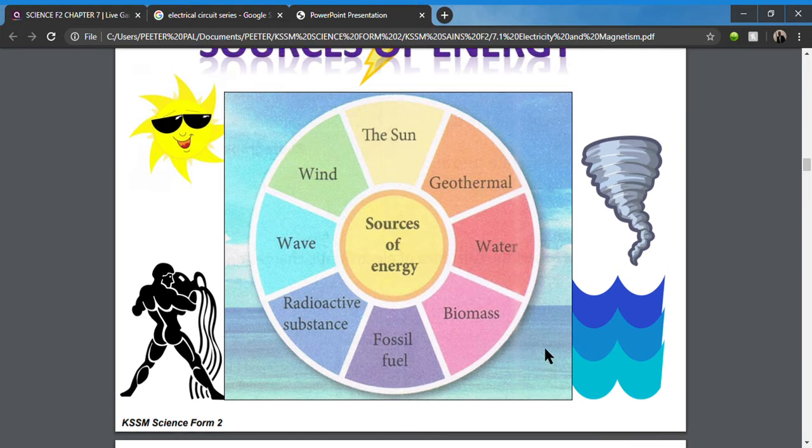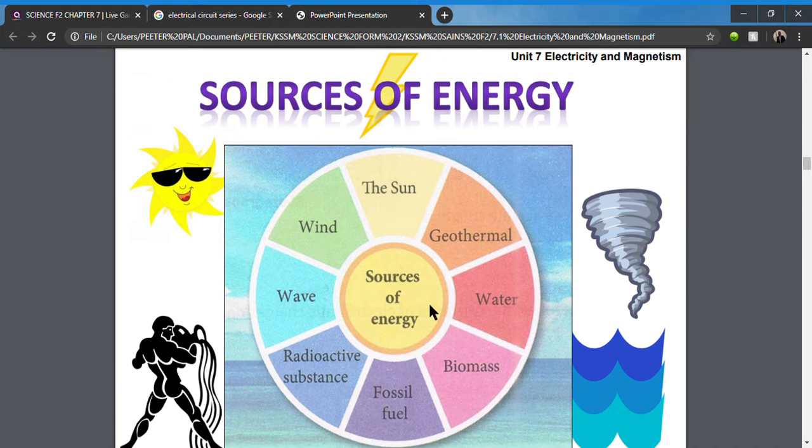We also have a lot of natural sources of energy: the earth, the sun, the wind, the waves, radioactive substances, fossil fuel, biomass, water, geothermal. So there are a lot of sources of energy.